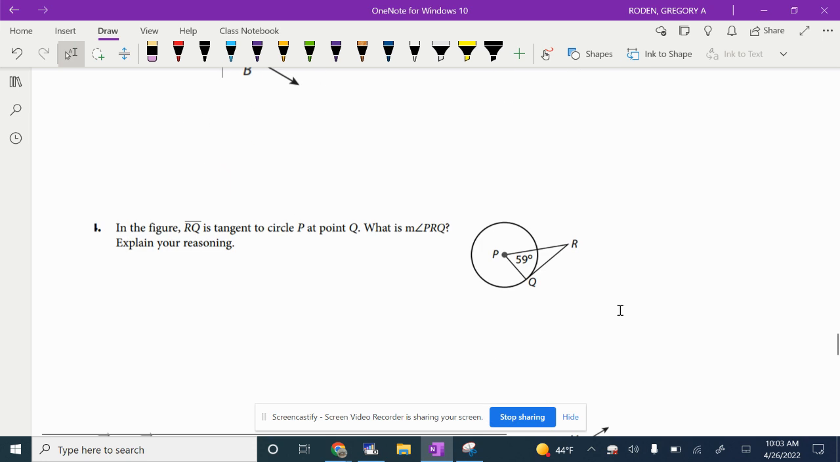All right. So in this problem right here, in figure RQ, what do we got here? Q is a point of tangency. What is the measure of angle PRQ? So that should be pretty easy. So I want you guys to call this example 1. I want you to go ahead and at least draw this. You don't want to write down the entire problem. And then I want you to figure it out. So this should be a very simple problem. Shouldn't be too bad. Okay.